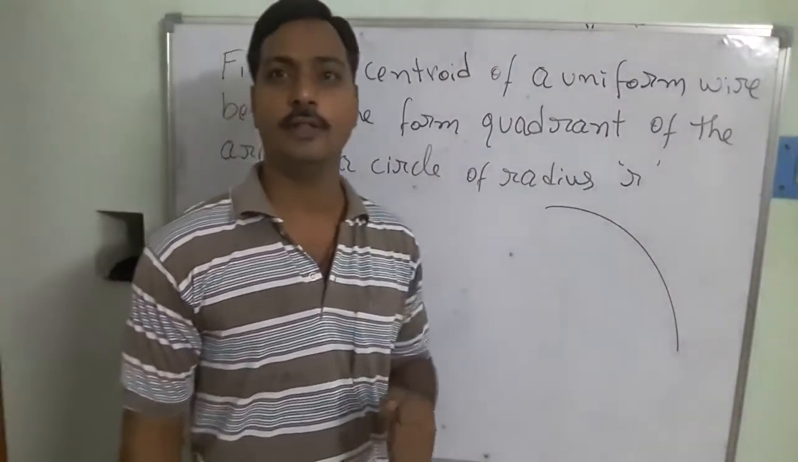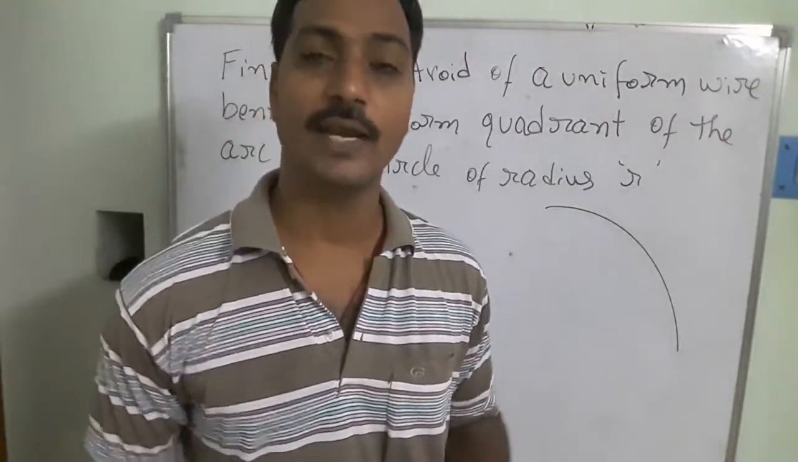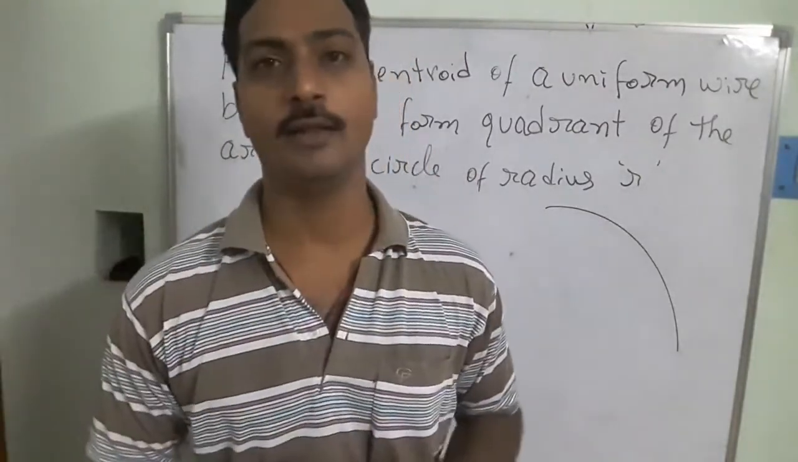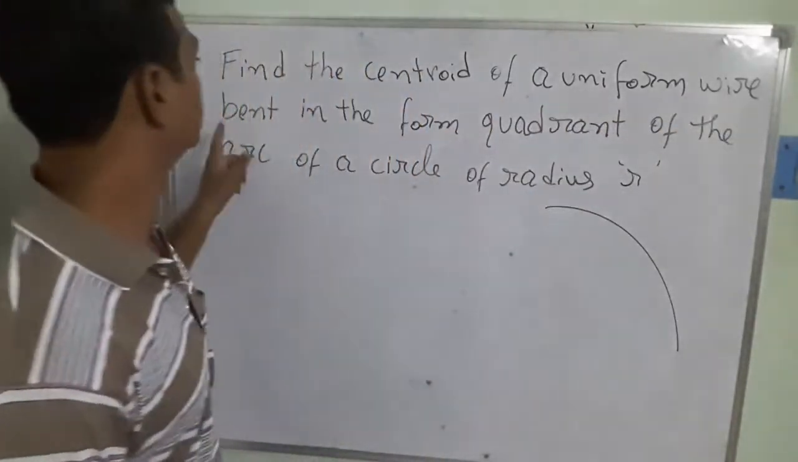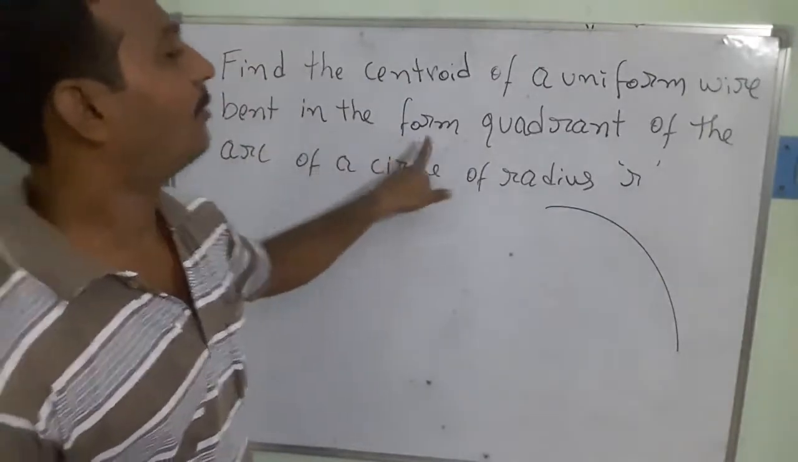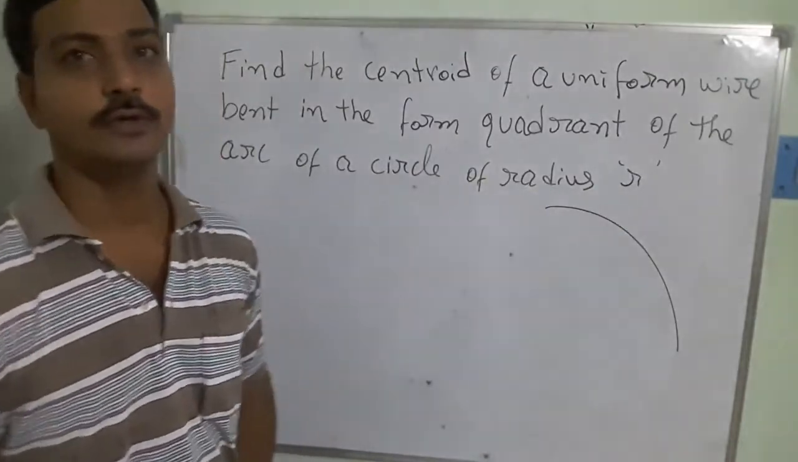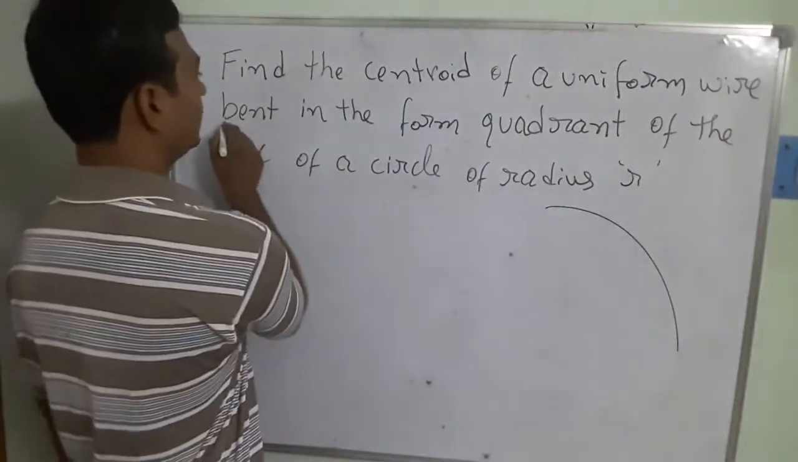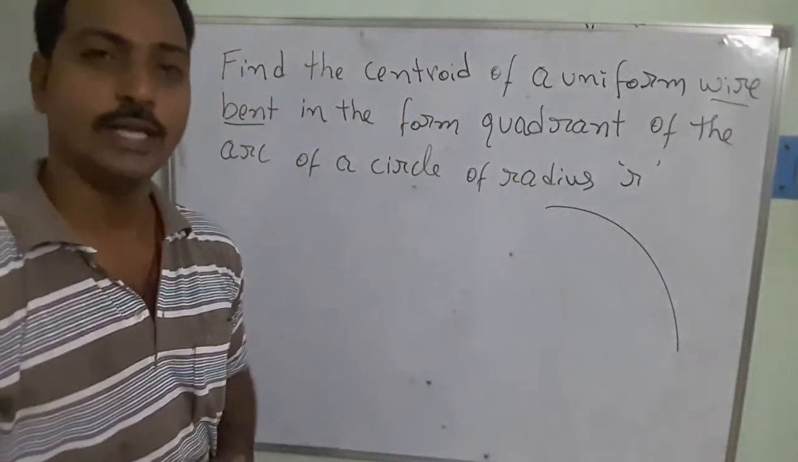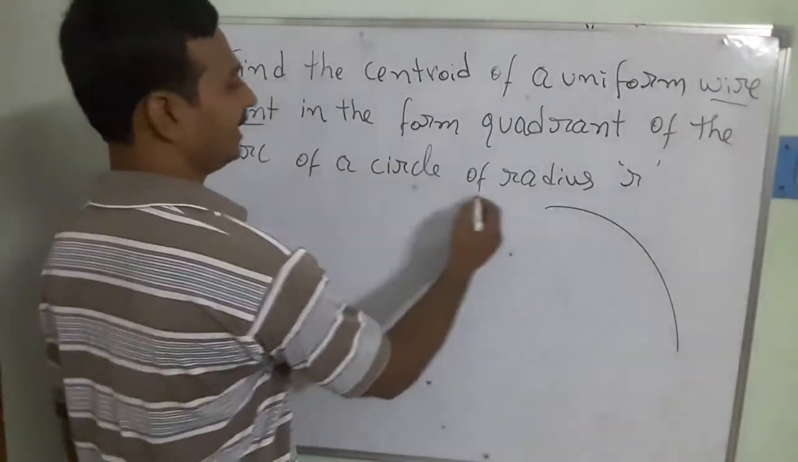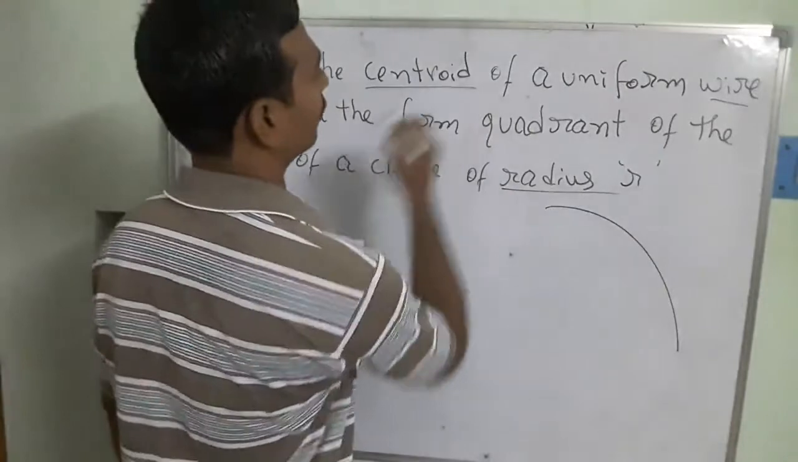Hello there. In the last video session we identified the centroid for the semicircle, when a wire is bent in a semicircle. Now the question is: find the centroid of a uniform wire bent in the form of a quadrant of the arc of a circle of radius r. So it is clear that the wire is going to be bent in a quadrant. That means only 1/4 of the circle is bent, and it has a radius of r from its center, and we need to find the centroid.